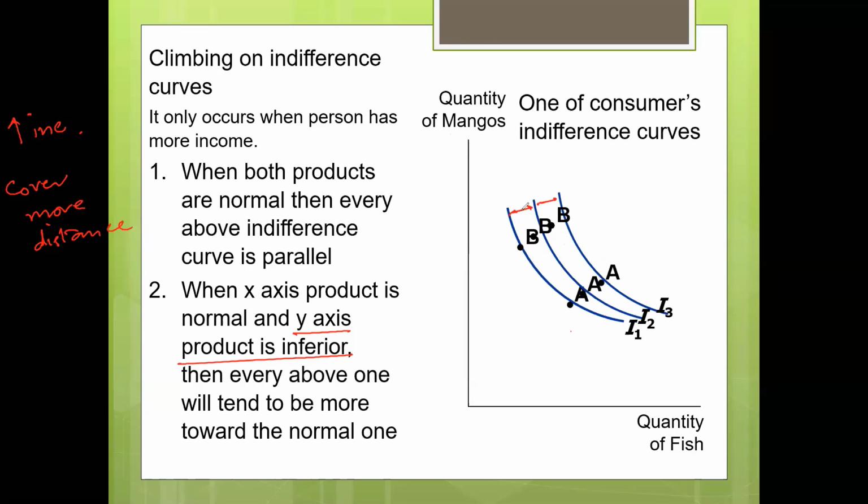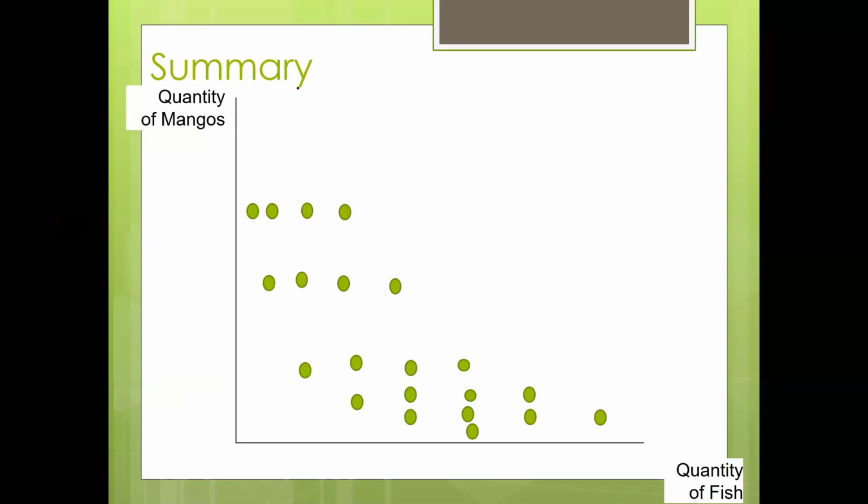So let me draw the case here. Suppose he is on this point, then he goes here, here, and so on. When his income is increasing, rather than going in a 45-degree line, he will try to bend towards the normal good rather than the inferior good. That's why the indifference curve will go away from the inferior good, and that's why they are shown like this. Hopefully you understood. In our activity, we will do a calculation and then learn how to draw this diagram.